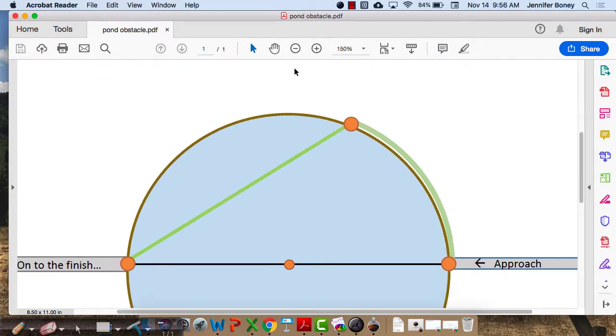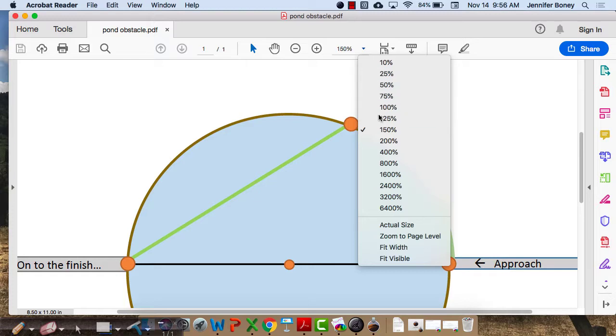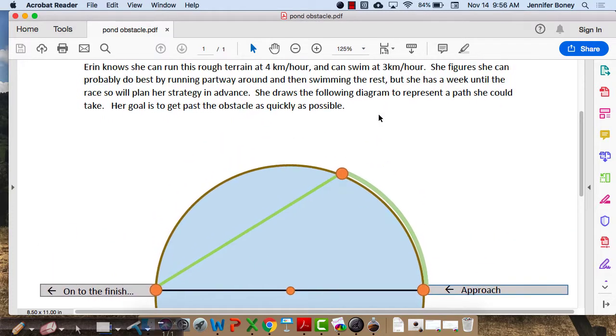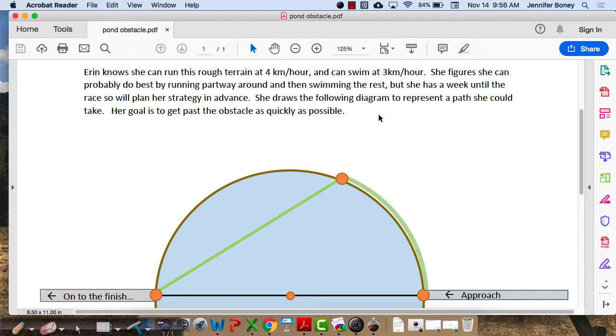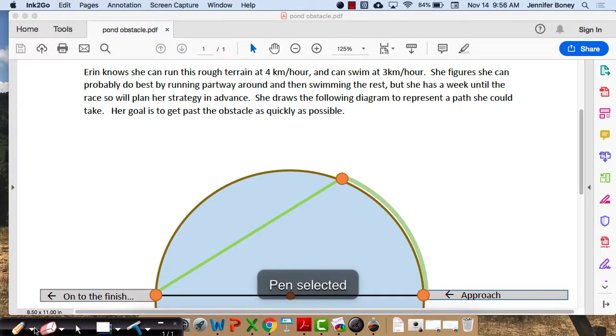So let me shrink this a little bit. So our goal is to get past this as quickly as possible. And again, the radius is 1.8 kilometers, let me just write that on there. That's the only number from the top half of this.